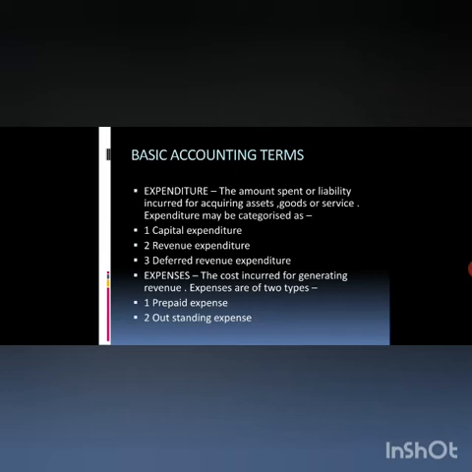Now, capital receipts and expenditure. Expenditure is the amount spent or liability incurred for acquiring capital goods or services. There are three types of expenditure: capital expenditure, revenue expenditure, and deferred revenue expenditure. Expenses. Expenses is the cost incurred for generating revenue. There are two types of expenses: prepaid expenses, which are paid in advance, and outstanding expenses, which have been incurred but have not been paid.